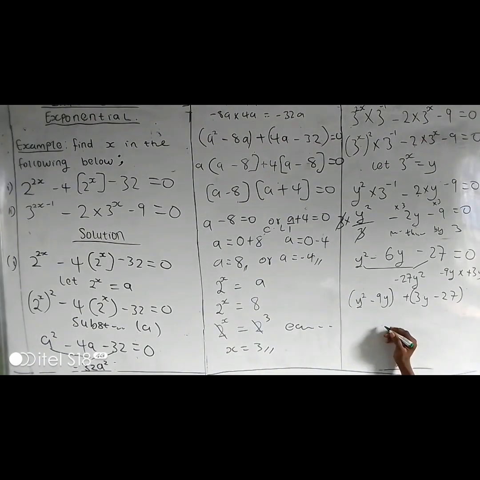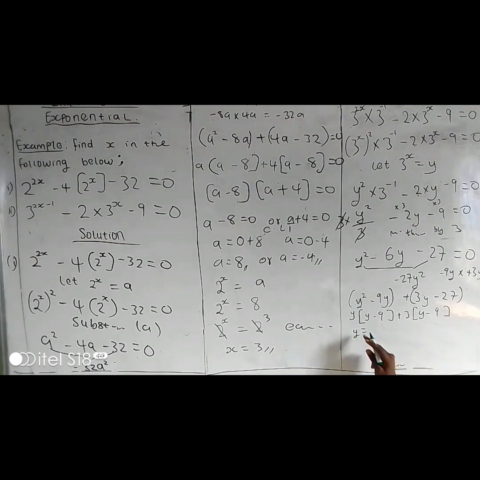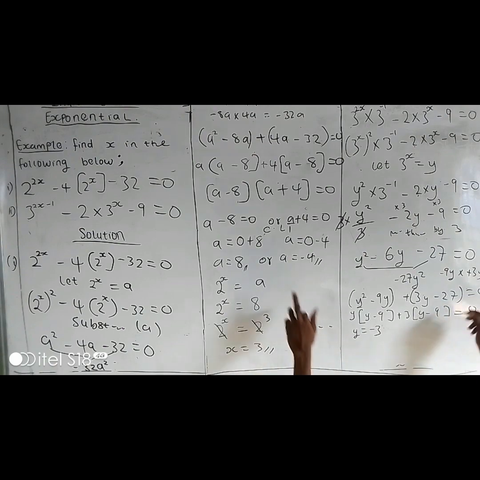So from there, what do we have? We have y, open bracket, y minus 9. Then from here, we have plus 3, open bracket, y minus 9. So they are now similar. So from here, I will now have that y is equal to, let me not waste my time here, y is equal to minus 3. Because when you equate everything to 0 and solve it as we did briefly, you have here to be minus 3 and y is equal to 9. So we ignore minus 3 and focus on this 9.